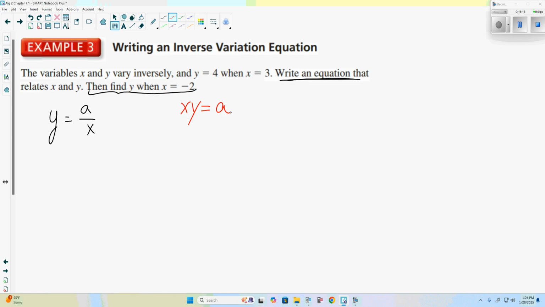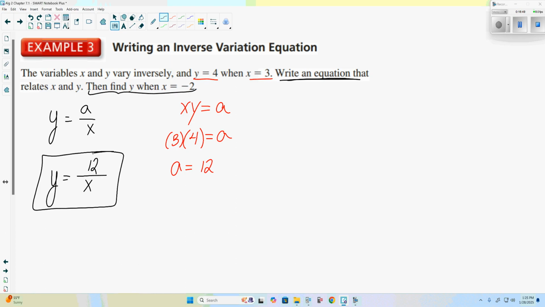Now the reason this equation is nicer than the original is they did tell us the value of x, which is 3, and the value of y was 4 for this given amount. Well, what is 3 times 4? So the value of a is 12. So our equation that we're looking for is y is equal to 12 over x. You will need that. That is part of your answer.